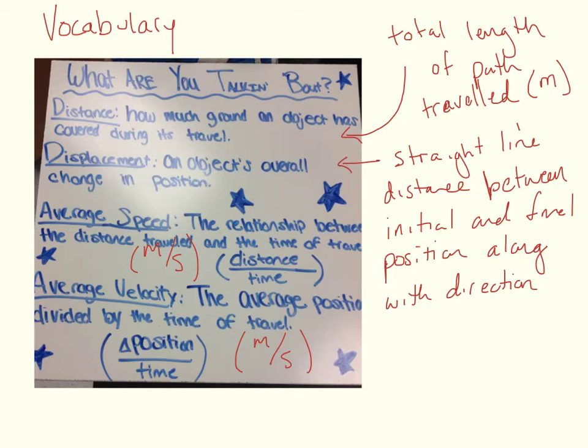So speed and velocity are very similar, but just like distance and displacement, speed is a scalar and velocity is a vector. Speed is only going to have a magnitude, which means a value and units, such as meters per second. But a velocity is going to have a magnitude and a direction.